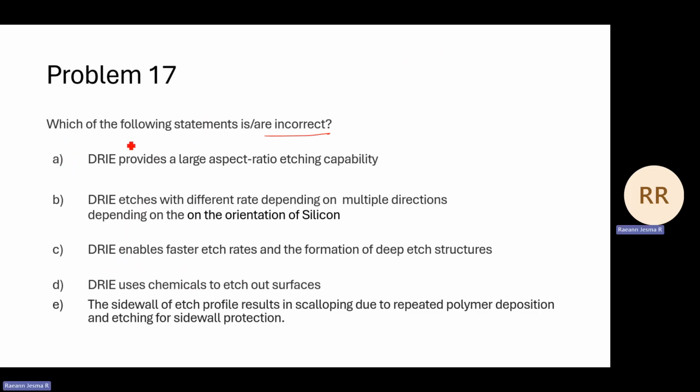So the first option is correct because, as the name suggests, DRIE is deep reactive ion etching. So we are making very deep trenches, so it has a very large aspect ratio etching capability. This is correct. Then, DRIE etches with different rates depending on multiple directions, the directions depending on the orientation of silicon. Is this correct? It's wrong.